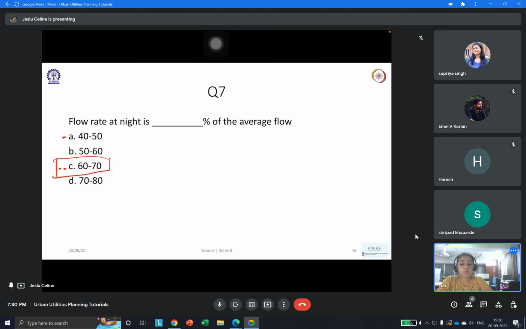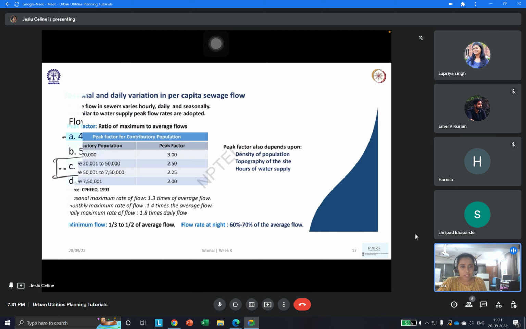But okay, firstly, why do we take only a percentage of the flow rate in the night of the average flow? Very simple reason. Why do we do that? Or why are these variations happening? Because of less use. Yeah, less use. So usually we consider that also.